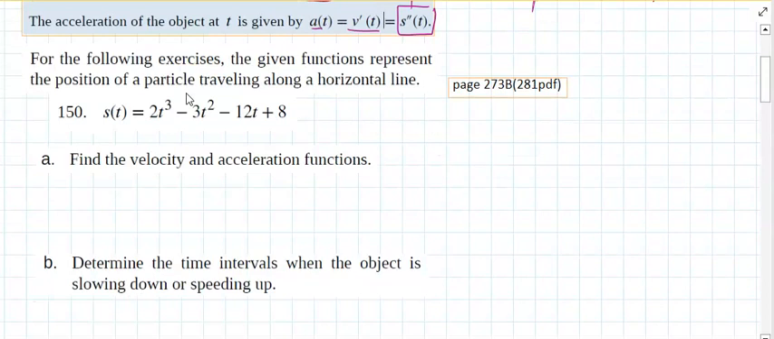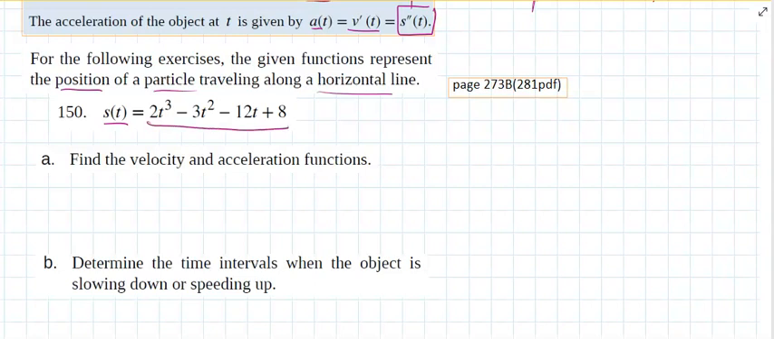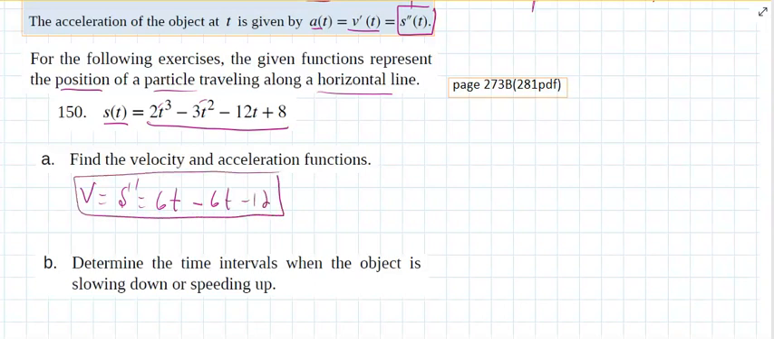So for the following exercises, the given function represents the position. So this S is the position of a particle moving along a horizontal line, and it's moving in this path. Find the velocity and acceleration. Well, velocity is simply the first derivative. Bring the power down, subtract 1 from the power. Bring the power down, subtract 1 from the power. There it is. Done with velocity.